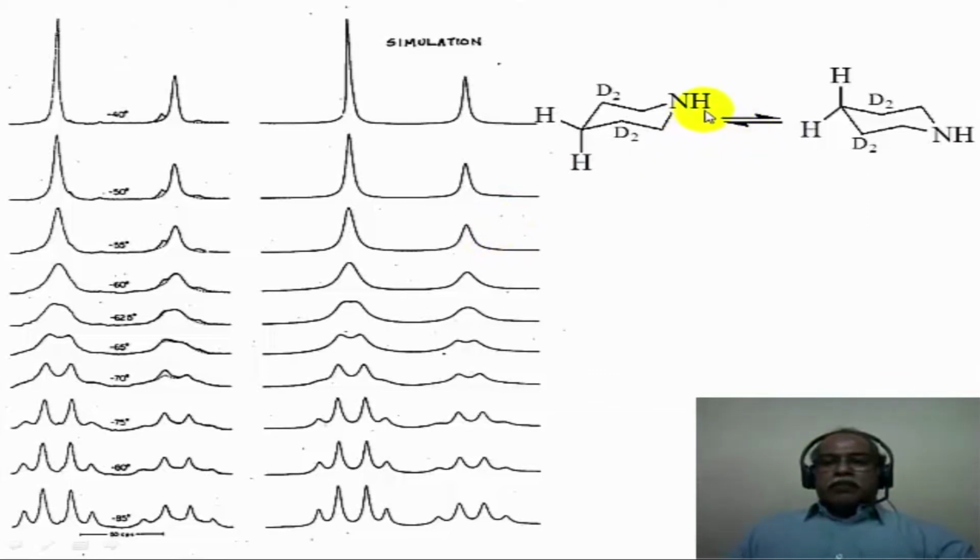Now, let us take the example of piperidine as a molecule. In the case of piperidine, the 3 position and the 5 position are deuterated, in other words, substituted by deuterium, so that one can avoid the complication of coupling between this hydrogen and this hydrogen in the NMR spectrum. So what is present here is a methylene group in the 2,6 positions and another methylene group in the 4 position that is present in the molecule.